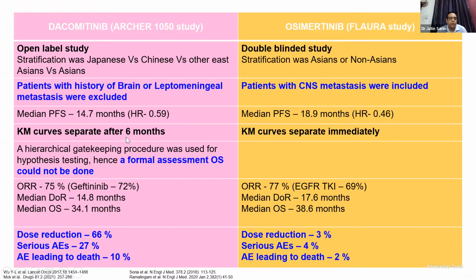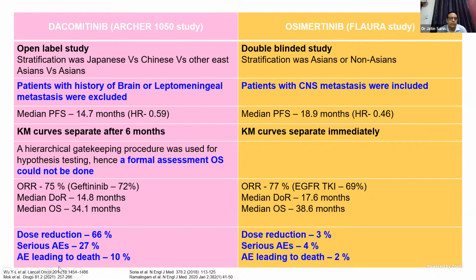And in this particular trial, a hierarchical gatekeeping procedure was used for hypothesis testing, which is not the ideal thing, and therefore OS was more of an estimate rather than a formal assessment. So we cannot actually believe the OS. The other thing is that for ORR, the overall response rate, there was not much of a difference between the comparator arm and the treatment arm. And median OS was estimated to be 34.1 months, and this was 38.6 months.